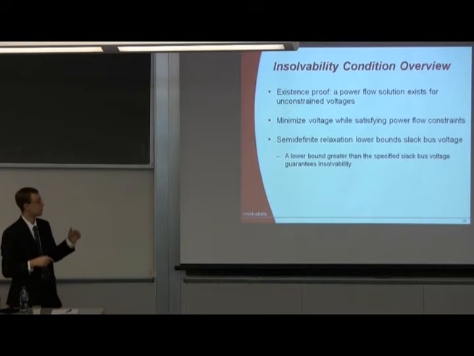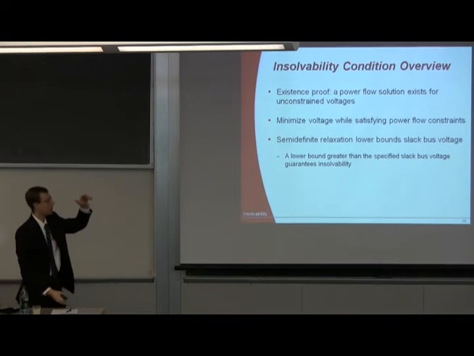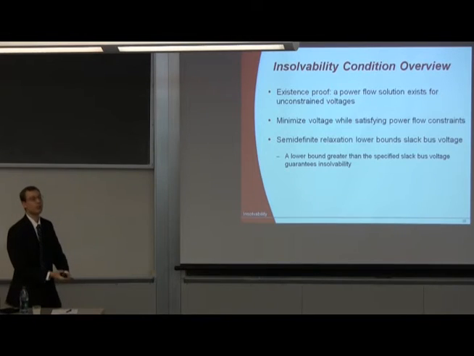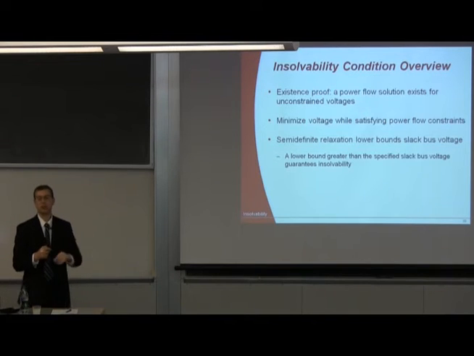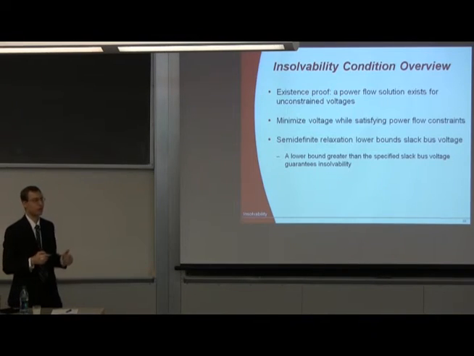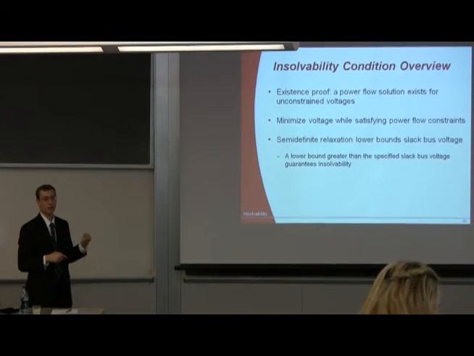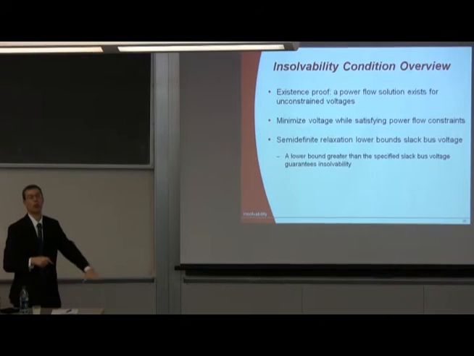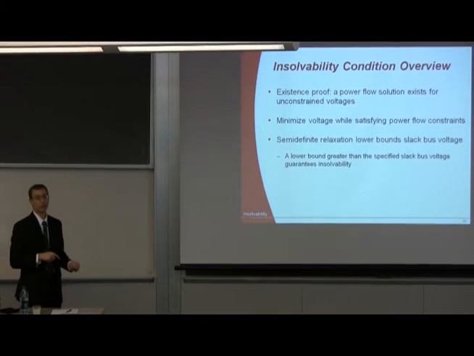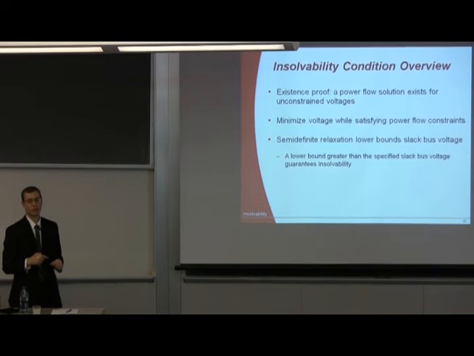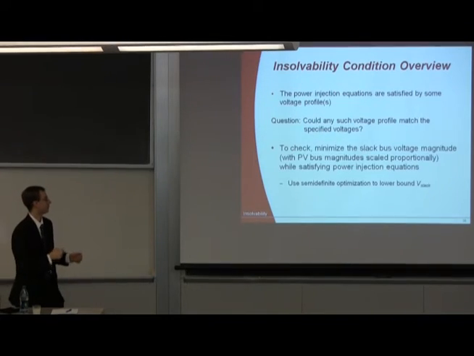What we then try to do is say, okay, if you know there's a solution up here, can we find how low we can reduce the voltages while still having a solution? So we set up an optimization problem where we try to minimize the voltage while still satisfying the power injection constraints. Well, that's a hard problem to do. That's perhaps as hard as answering the original question: do the power flow equations have a solution? But with the semidefinite relaxation, we get a lower bound. This lower bound for a special optimization problem I'll define in a second will tell us how low we could reduce our voltages. And if that lower bound is greater than what we specify the voltages to be, we have no solution, guaranteed.